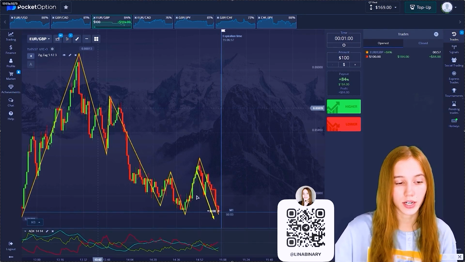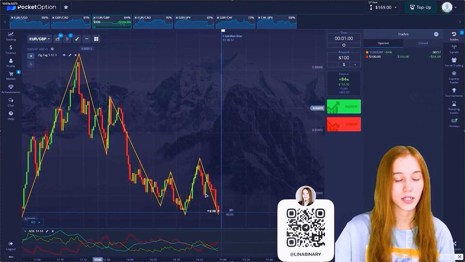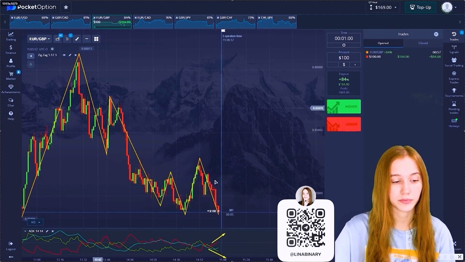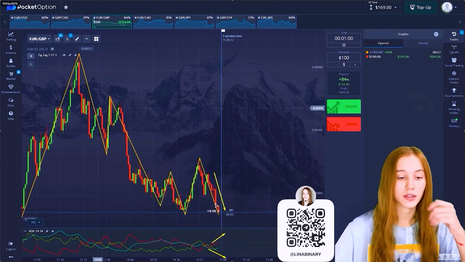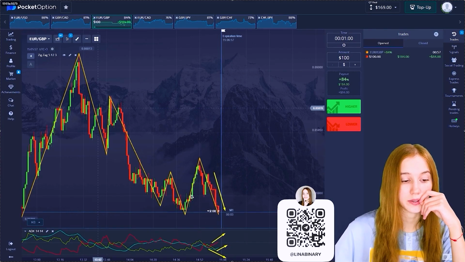So it's a down trade. What we see from the ADX indicator, yeah, it's decreasing, so the intensity is growing. Down, the chart is going down.